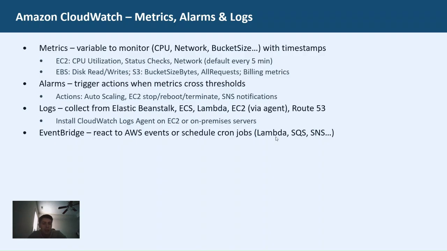Alarms trigger actions when a metric crosses a threshold. You can auto scale, stop, or reboot EC2 instances, or send SNS notifications. Logs centralize log data from Elastic Beanstalk, ECS, Lambda, EC2 via agent, and Route 53. And finally, EventBridge lets you react to AWS events or schedule cron jobs that trigger Lambda functions, SQS.